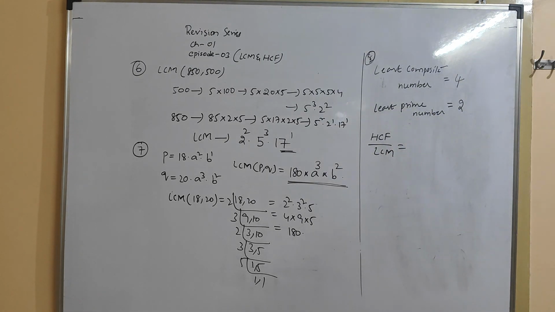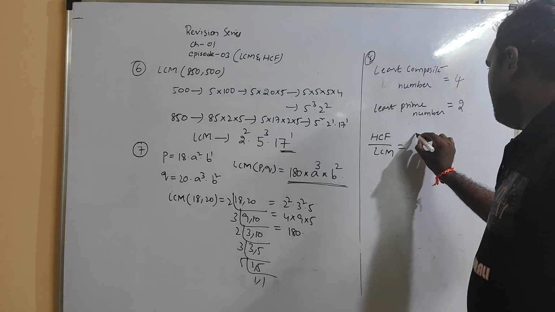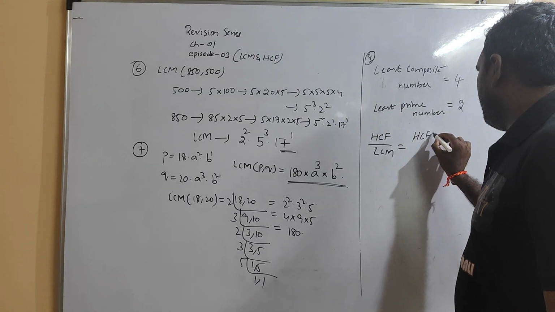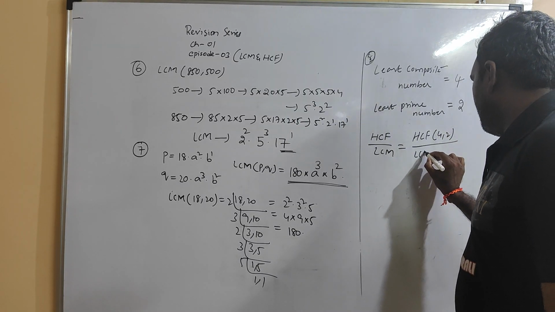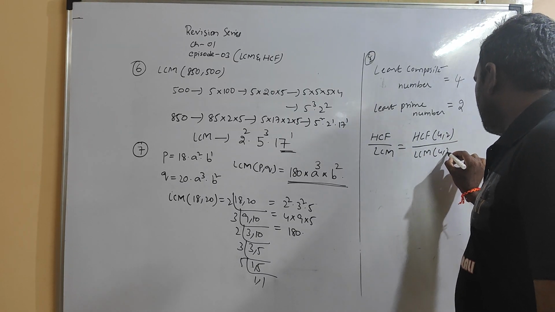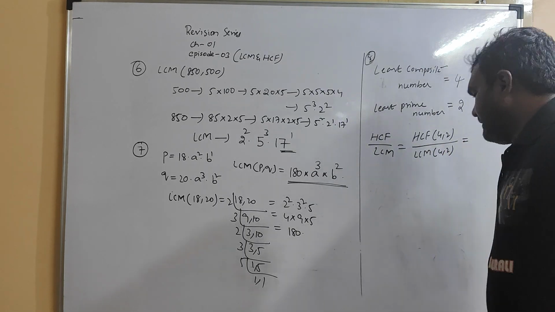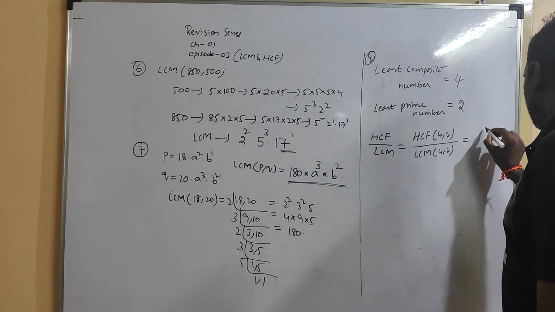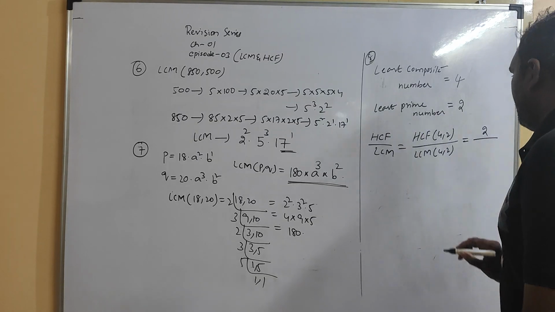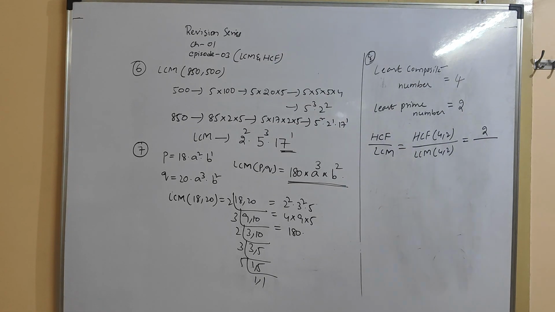Am I clear? So HCF by LCM. What we have to do? HCF of 4, 2 by LCM of 4, 2. Tell me what you will get. HCF of 4, 2 is 2 and the LCM of 4, 2 is how much? 4.